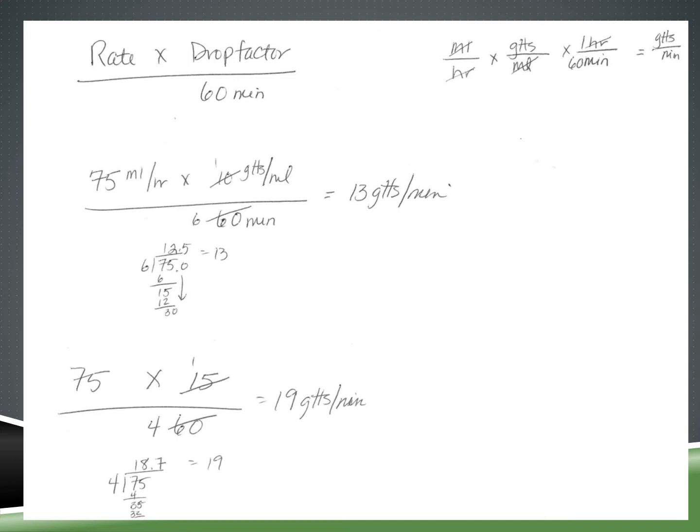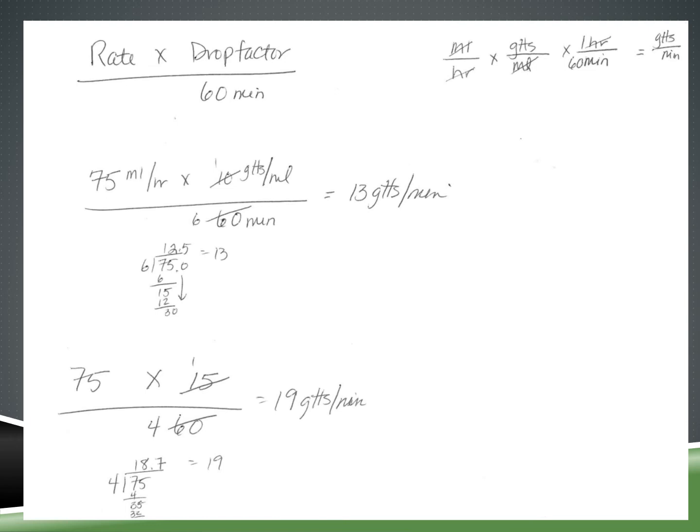Now, if you go to the bottom one, it's the same rate. It's 75 cc's per hour, but this time it's a 15 drop per milliliter drop factor. Now you notice I didn't write all the units in there because honestly, you don't really have to. If you know this equation, rate times drop factor over 60, you're good to go. You're just going to take the 75 times the 15 over 60. 15 and 60 are always reducible. That's the beauty of all of these drop factors being a factor of 60.